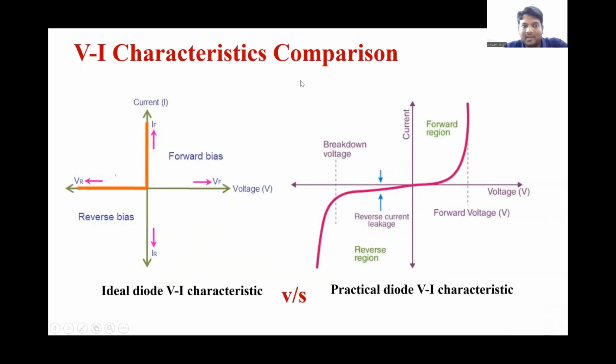Now a comparison has been made. You can see it is the VI characteristic. The first diagram corresponds to the VI characteristic of an ideal diode, while the second one is the VI characteristic of a practical diode. In the case of an ideal diode, it has no cutoff voltage. As soon as you apply voltage, the current is increasing. While in the practical diode case, there is a cutoff voltage, and beyond that cutoff voltage, your current is increasing. So this is the major difference between the characteristic of an ideal diode and a practical diode.